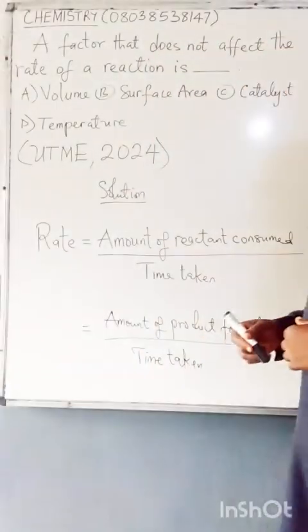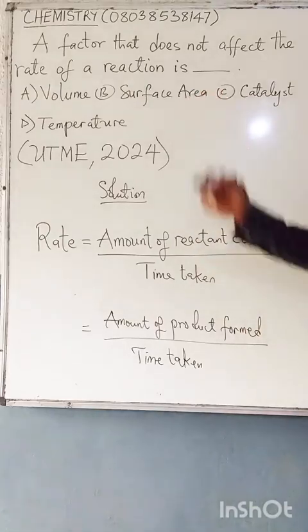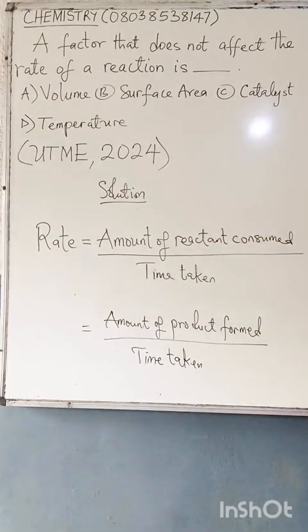We have a problem on hand to be solved. It's a 2024 UTME problem. The problem says a factor that does not affect the rate of a reaction is, some options are given. What does the rate of a chemical reaction mean?